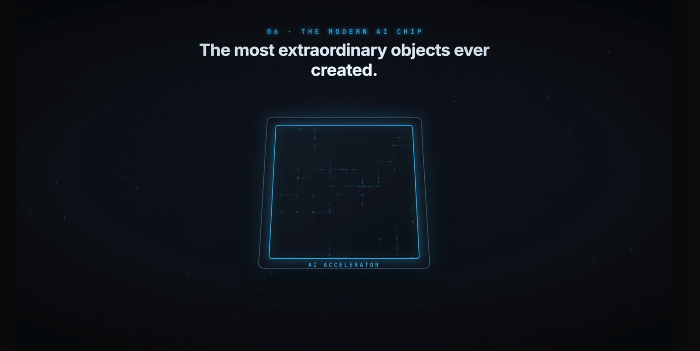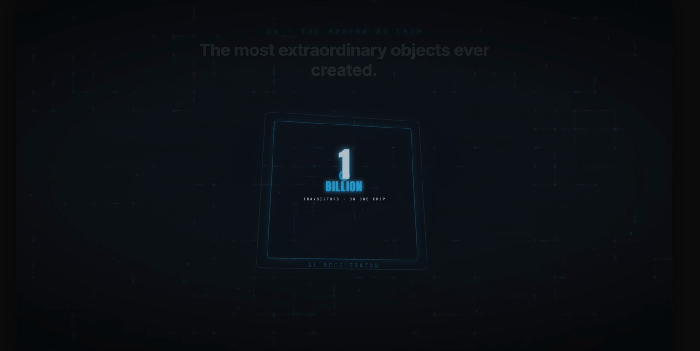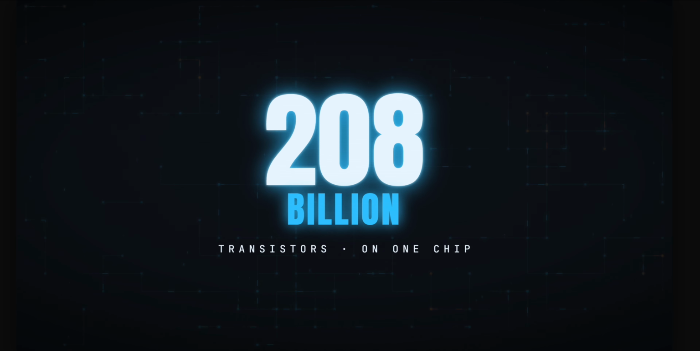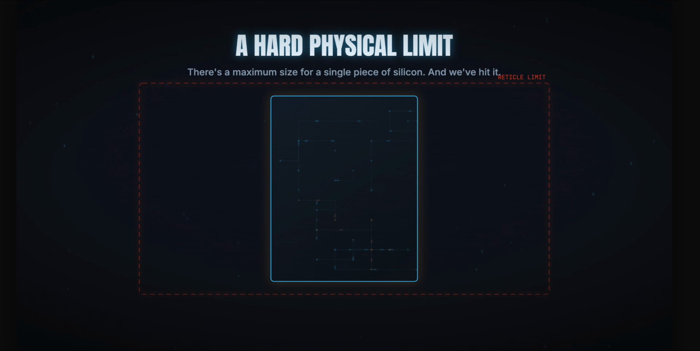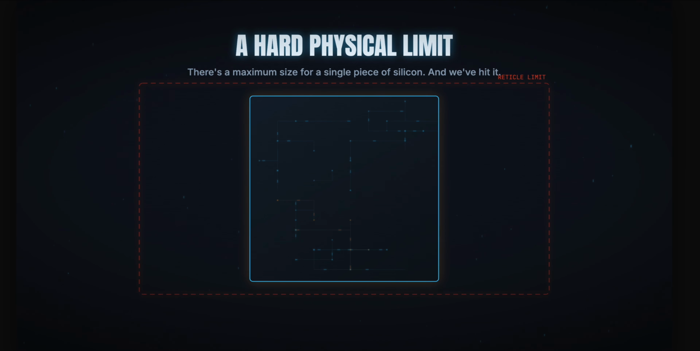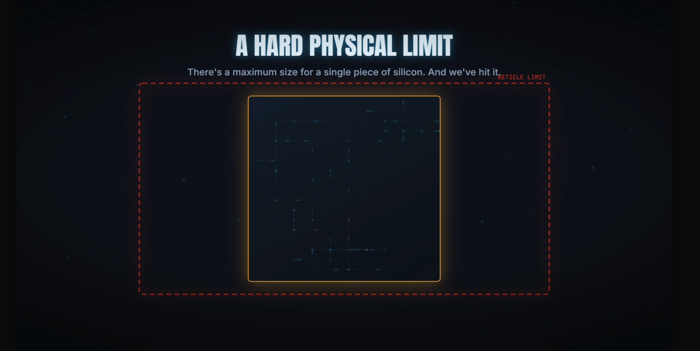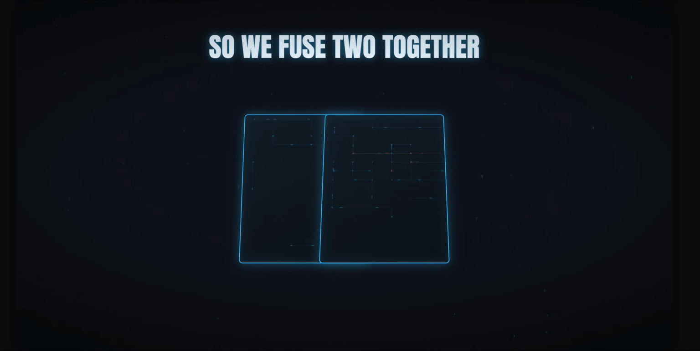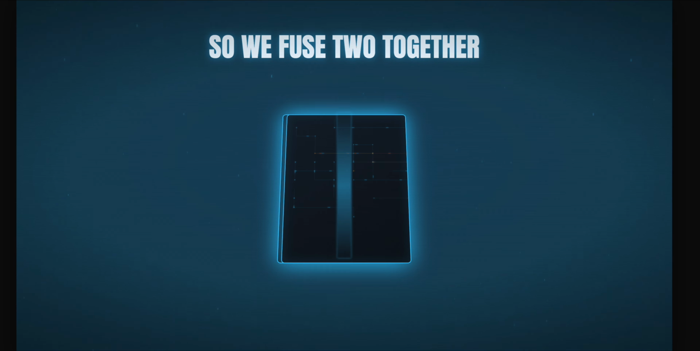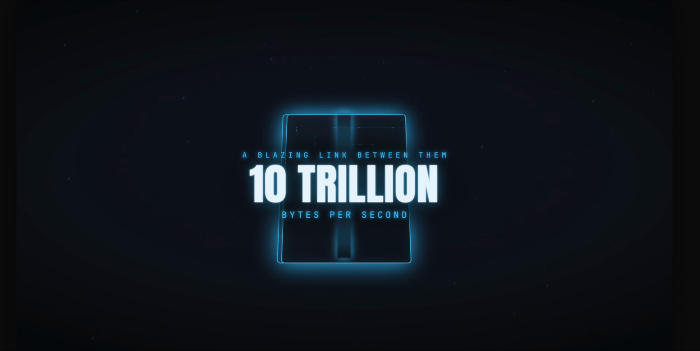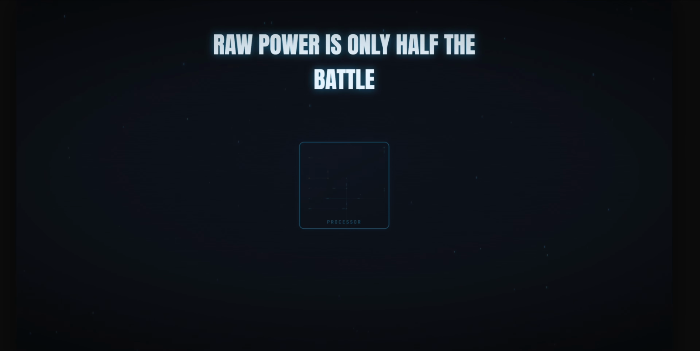This race has produced some of the most extraordinary chips ever created. Take one of today's flagship AI processors. It packs a barely believable 208 billion transistors. The number is so large that engineers actually slammed into a hard physical limit. There is a maximum size that a single piece of silicon can be manufactured at, and they hit it. Their solution was audacious. They built two enormous chips and fused them together with a connection so fast, moving 10 trillion bytes of data every second, that the two behave as a single giant brain.